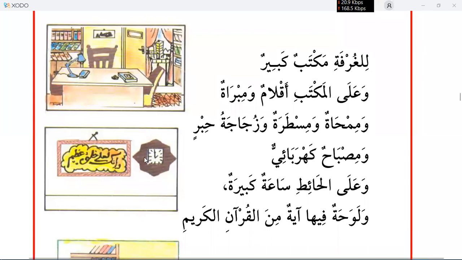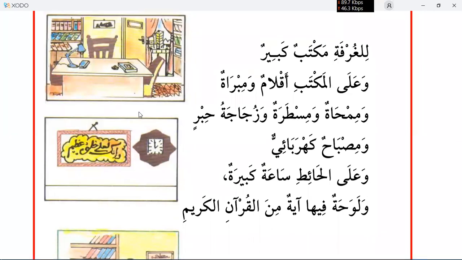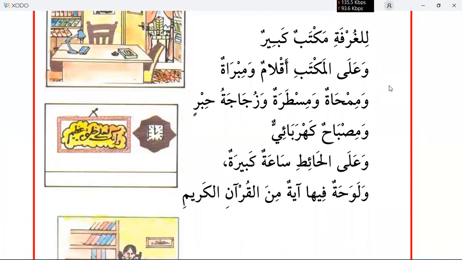Miss Maria. Assalamu alaikum, sir. Wa alaikum assalam. Lil ghurfati maktabun kabirun. The room has a big table. Wa ala al maktabi aqlamu wa mibra. On the table, there are pens and a pencil sharpener. Mibra means sharpener. On the table, there are pencils and a sharpener.